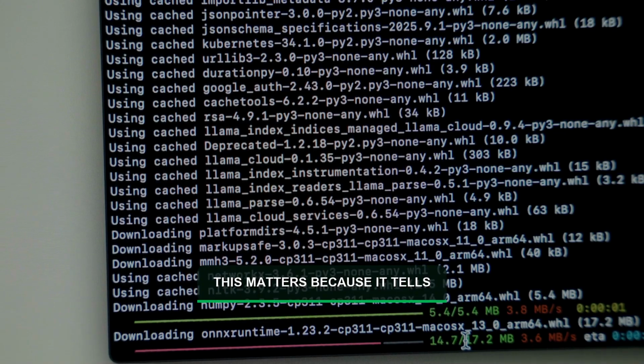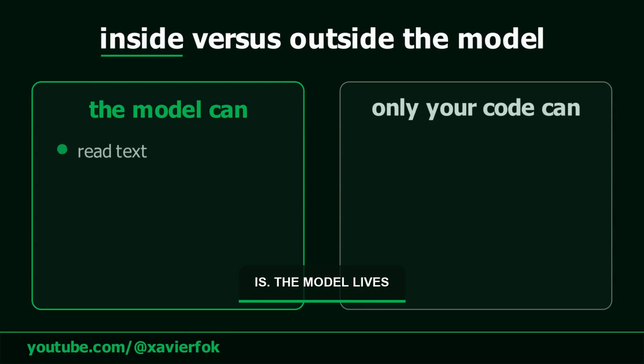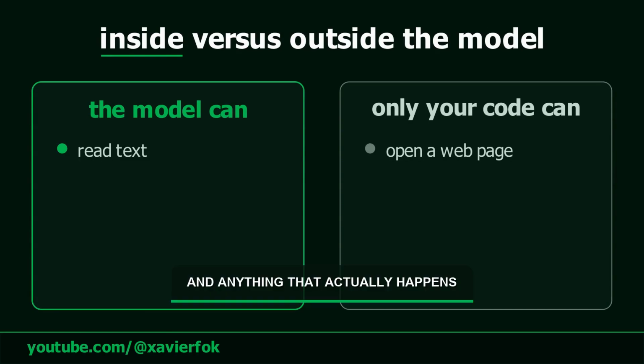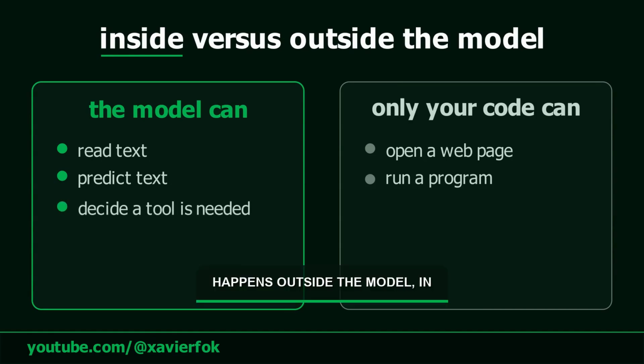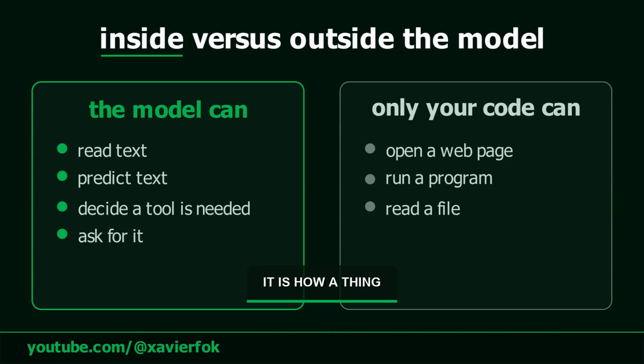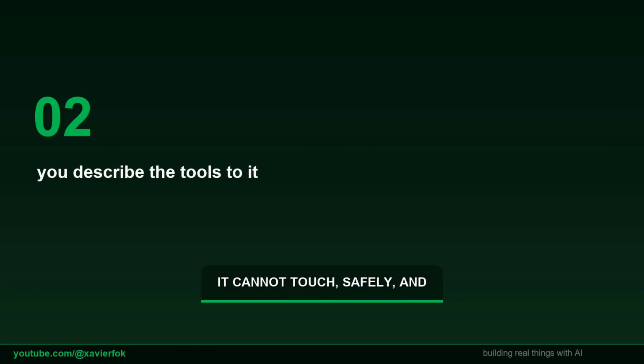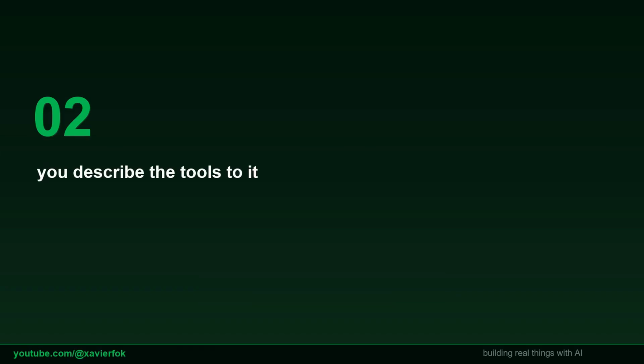This matters because it tells you where the real boundary is. The model lives entirely inside a world of text, and anything that actually happens in the real world, fetching data, sending an email, running a calculation, happens outside the model in ordinary code that you control. Function calling is simply the bridge between those two worlds. It is how a thing that can only talk gets to reach into a world it cannot touch, safely and through you. You describe the tools to it, so the first step happens before you even ask your question.